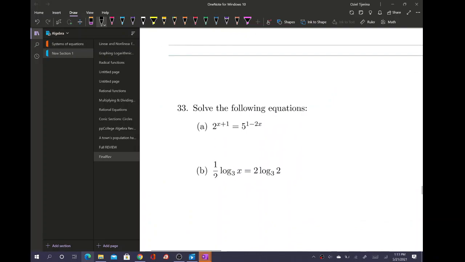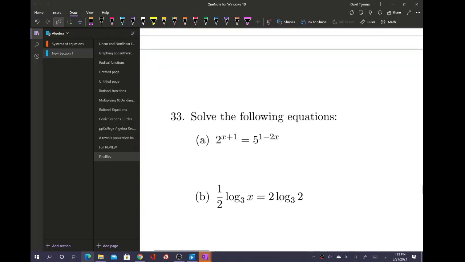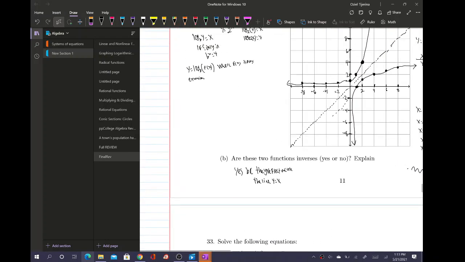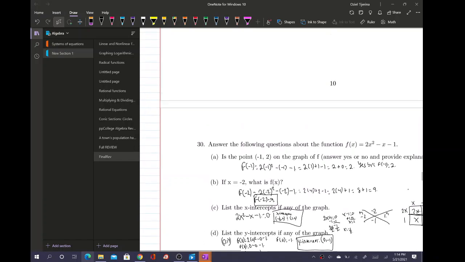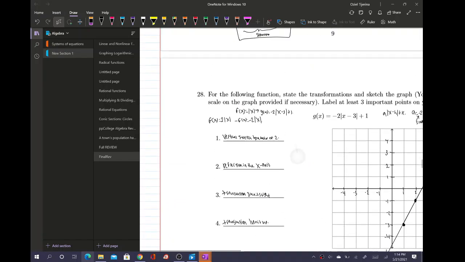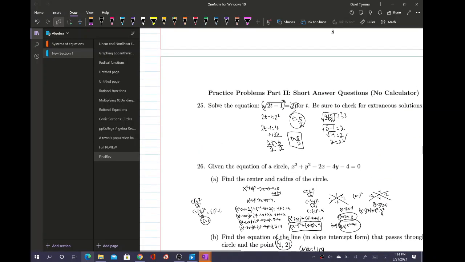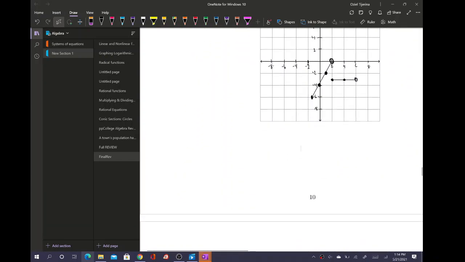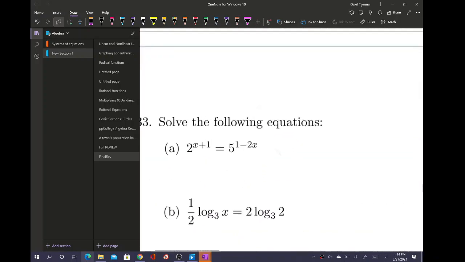Now it says here, solve the following equations. Okay, so let's see here what it says up here. I can't remember if it said no calculators allowed. I cannot remember. Okay, yes, no calculator allowed.